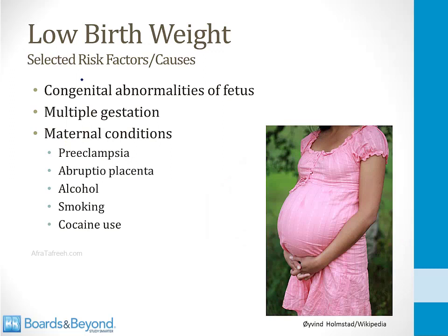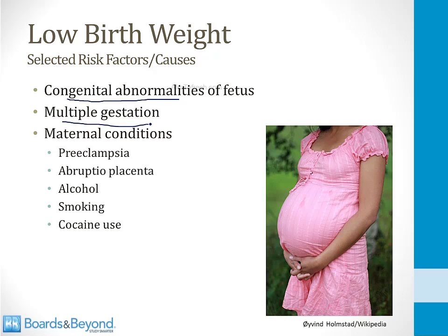So before we talk about the complications for the baby of low birth weight, let's talk about some of the risk factors. So if the baby has any congenital abnormality, it may not grow to full size, and it can be born with low birth weight. In addition, if the woman has a multiple gestation pregnancy, meaning twins or triplets, each baby will be born smaller than average, and the babies can be born with low birth weight.